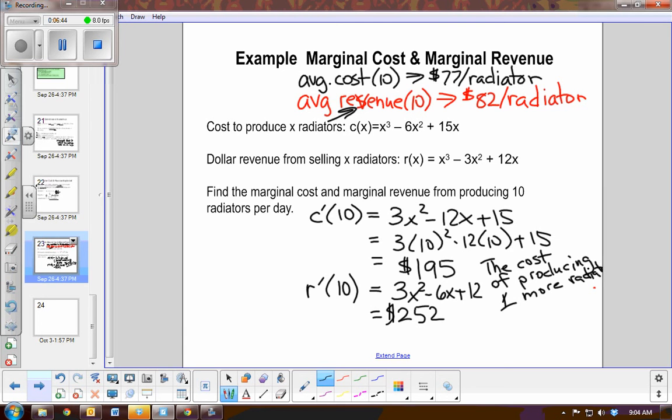So these are called marginals. The marginal in cost, the marginal in revenue. It's the unit change, okay, at that moment.